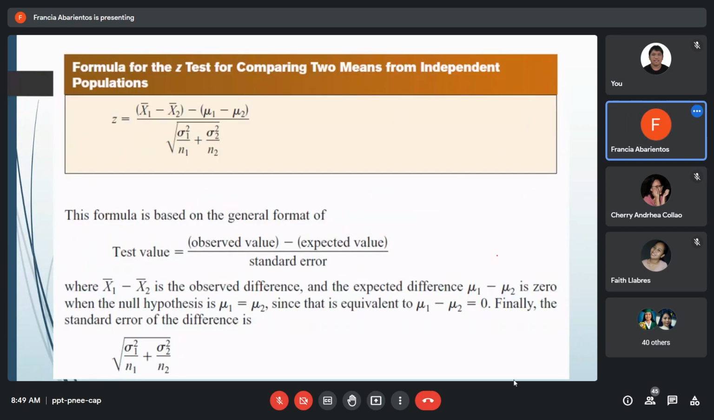Okay? And so, this is now the general formula in finding your z-test when we compare two means from an independent population. So, you just need to subtract the observed difference. And this is the observed difference. And the expected difference. Yan. Ito ba, class, in-state mo sa hypothesis mo that this is always equal to 0. Yan. This is now your standard deviation, okay, over the number of data.